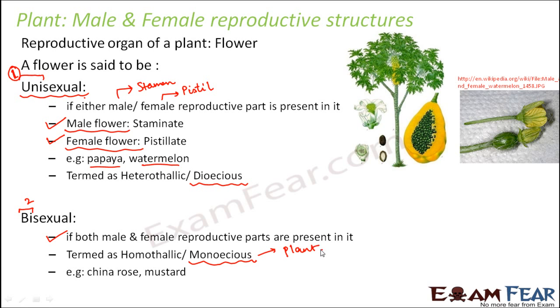So if the plant has both male flowers as well as female flowers, that is a monoecious plant, right? Examples would be China rose, mustard. They are all examples where bisexual flowers are seen.